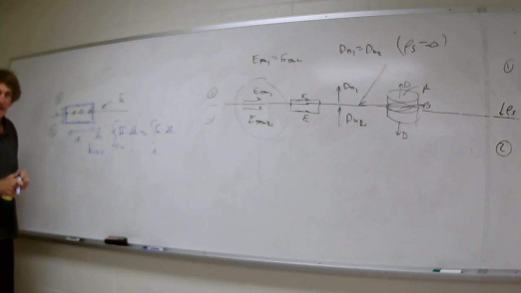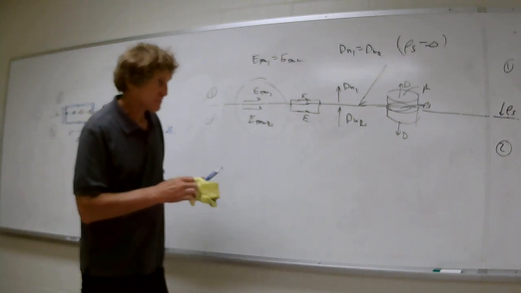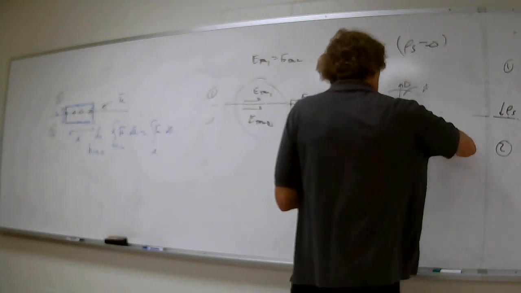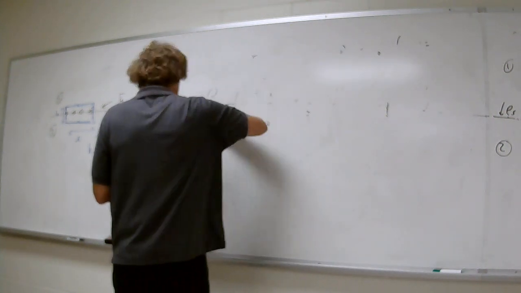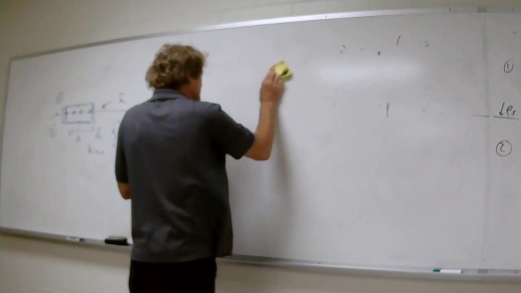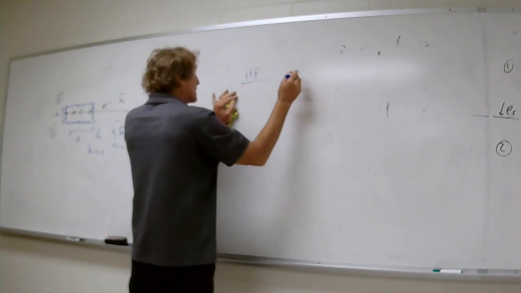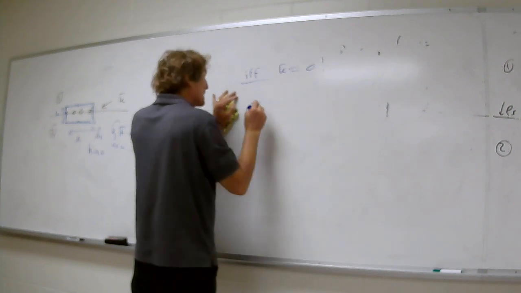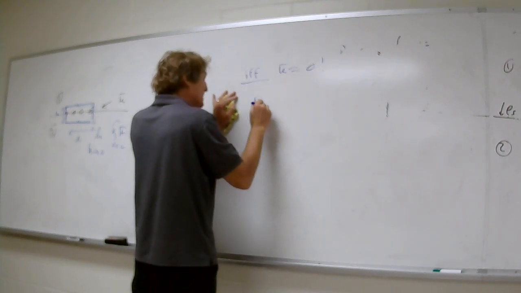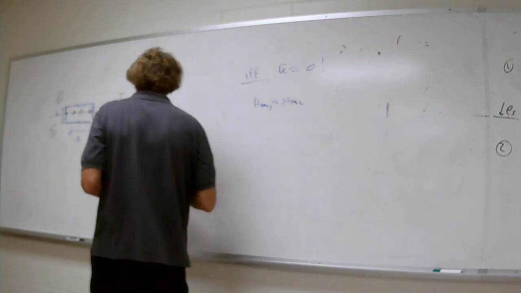Follow me on that? All right, so if, in fact, the current density is 0, and I'm going to state this explicitly right here, so if, and only if, the surface current density is 0, then H tangent in region 1 is H tangent in region 2. That's 99% of the time.